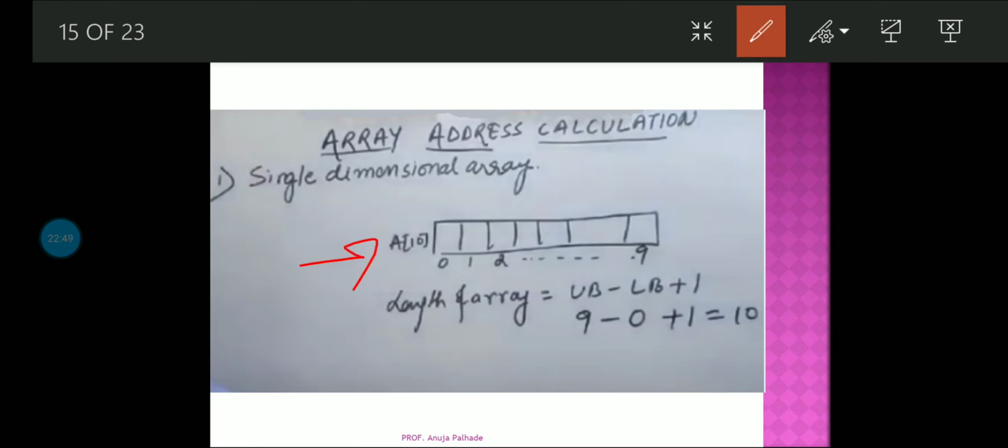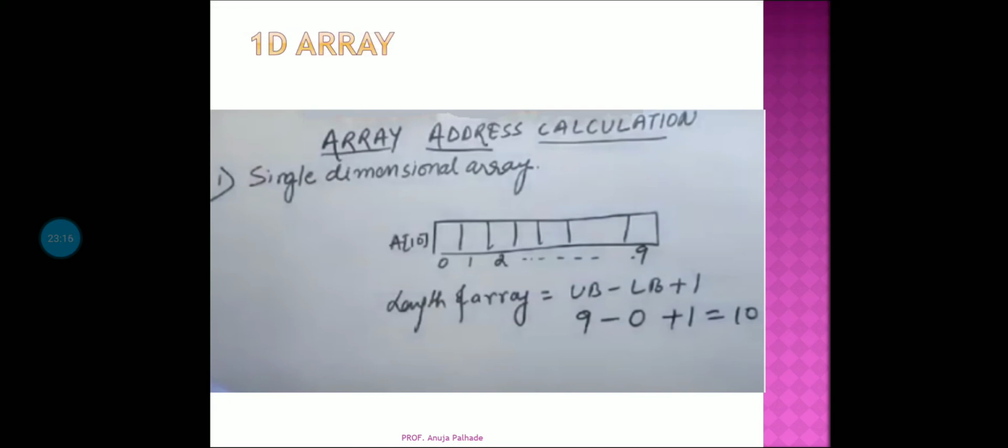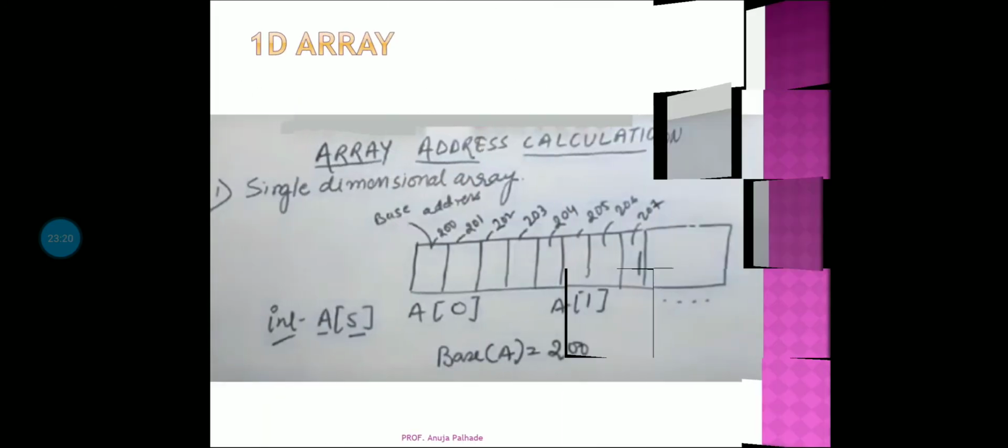Let's take an example of this array. Suppose this array is here and the indexes are given. The upper bound is 9, and the lower bound is 0, because the indexing starts from 0. So 9 minus 0 plus 1 gives you 10. So 10 is the size of your array. This is how you can calculate the length of an array. This formula is very important, so remember: upper bound minus lower bound plus 1.